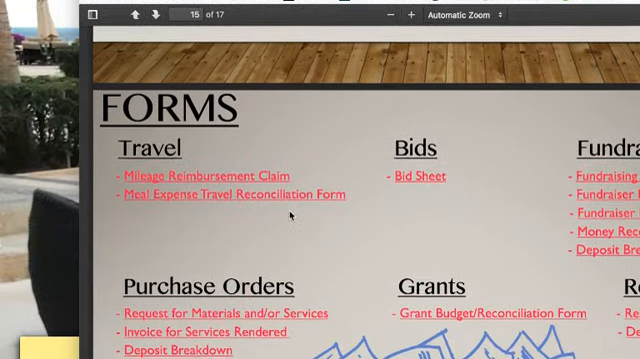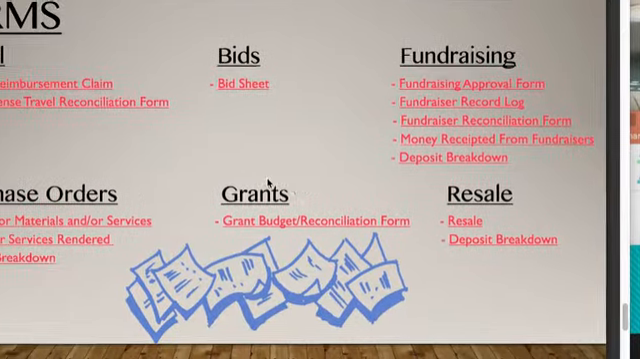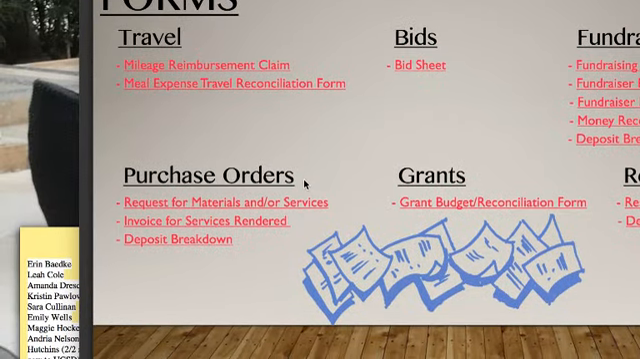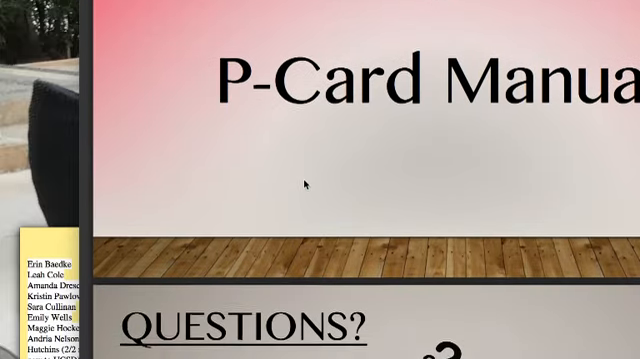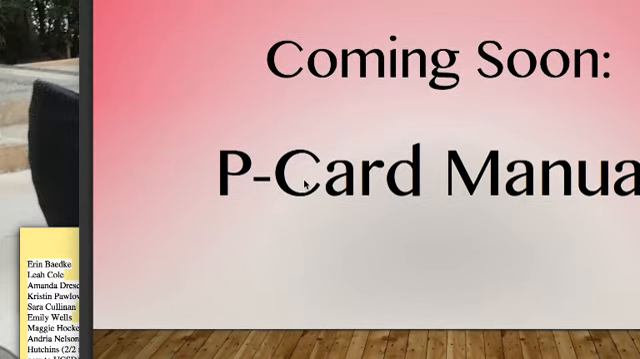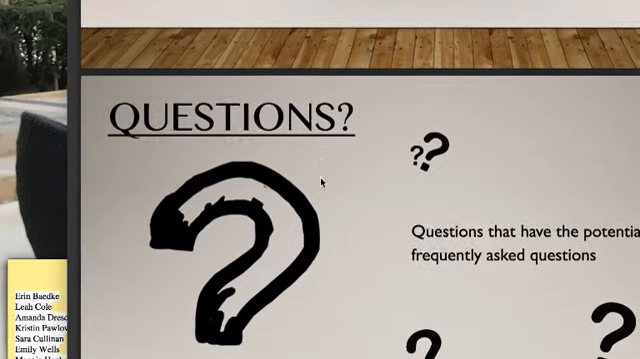Here are all of the forms based on travel, bids, fundraising, resale, grants, and purchase orders, if you're ever looking for something. And then we're developing a P-card manual at the district office as well. So those individuals will have some guidelines around that.